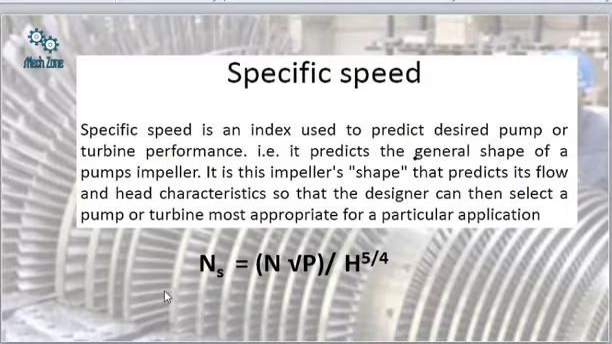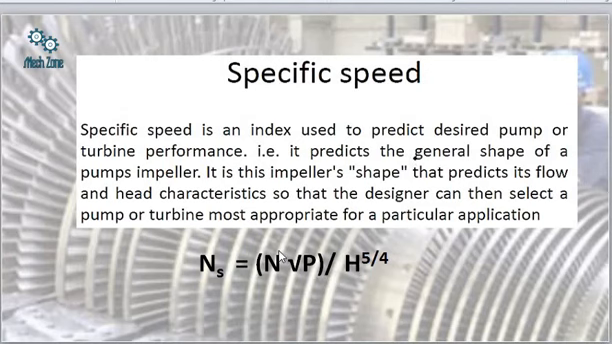Now we come to an important topic, that is the specific speed. Specific speed is defined as the speed in RPM of a turbine which is geometrically similar to the actual turbine but of such a size that under the corresponding conditions it will develop unit power when working under a unit head. The formula for the specific speed is Ns = N√P / H^(5/4).